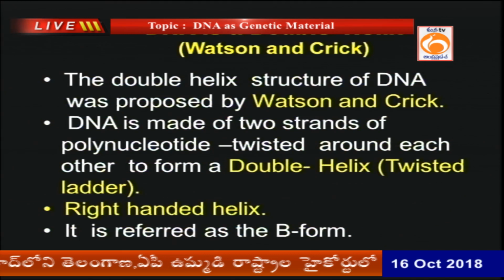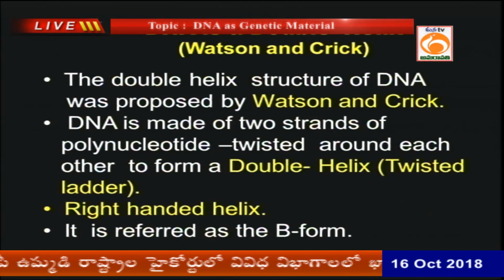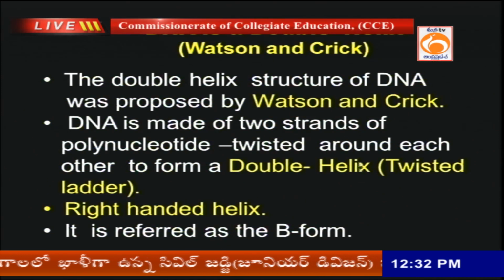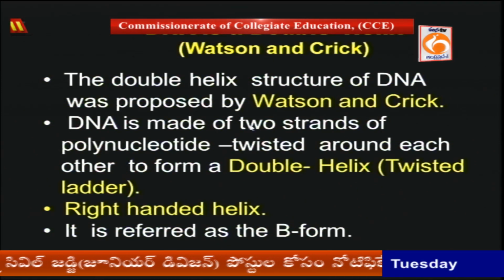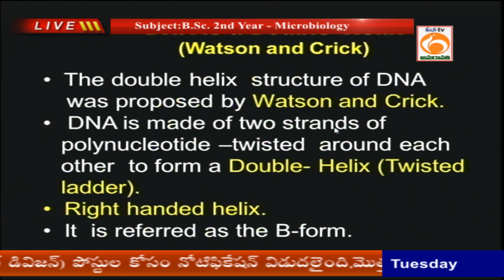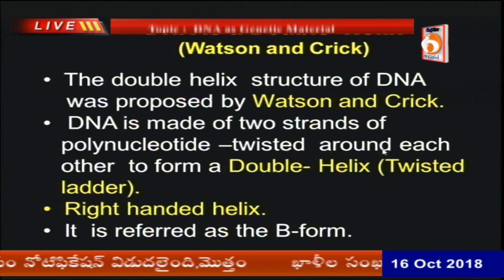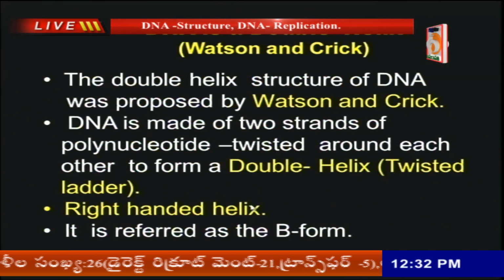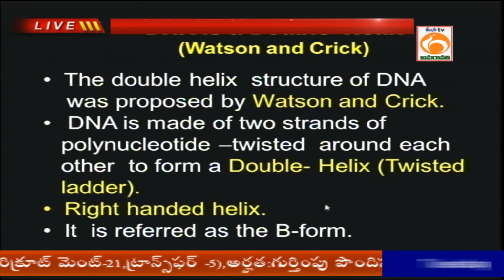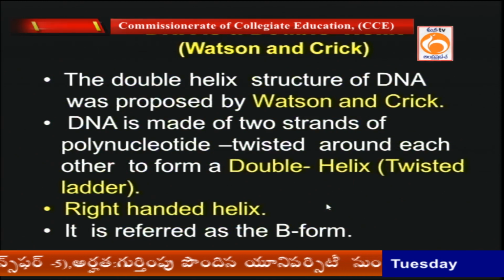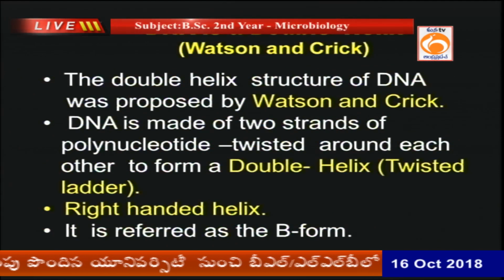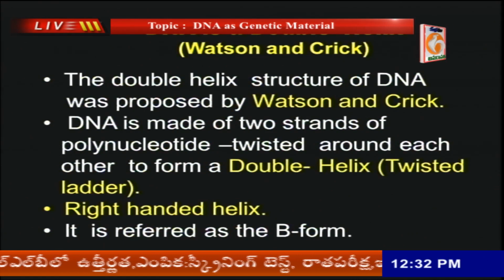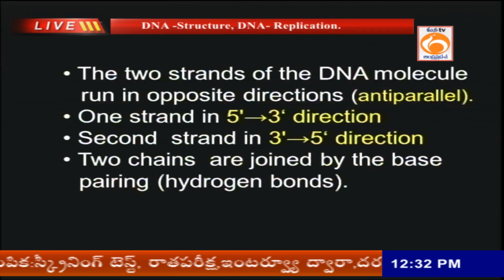Now, coming to the Watson-Crick double helical structure. Watson and Crick suggested that DNA is composed of 2 polynucleotide chains, 2 strands of nucleotide chains that are twisted around each other to form a double helix. It is a right-handed helix. That means if you hold it like this, they will twist around each other to form a double helix in clockwise direction. It is referred to as B form.